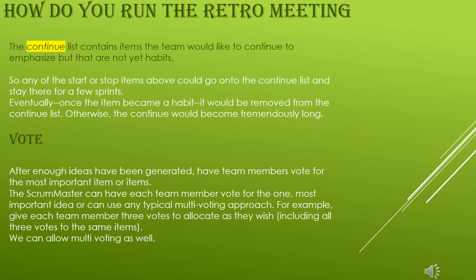Now we can also choose a new task in this retro meeting, which is the voting system. Once there are enough ideas that have been generated, have the team members vote for the most important items or all the items. The Scrum Master can have each team member vote for the one most important idea, or can use the typical multi-voting approach. For example, give each member 3 votes to allocate as they wish, including all three votes to the same item. So we can allow multi-voting as well.